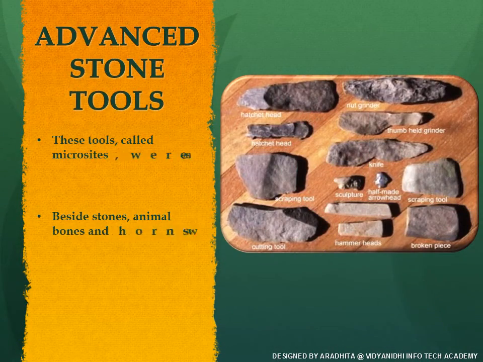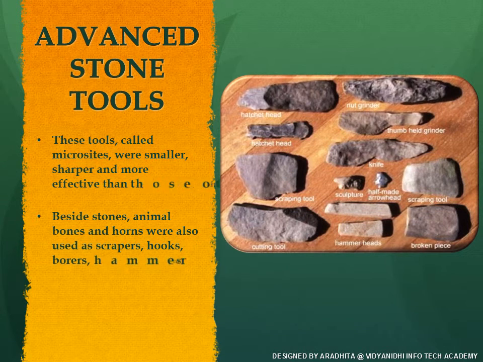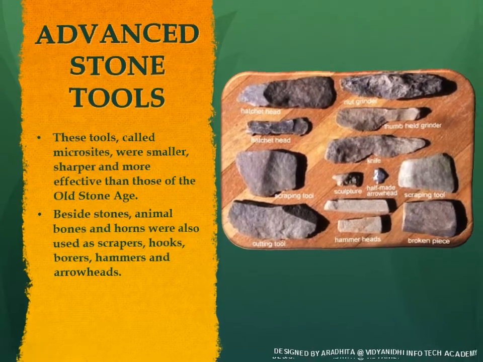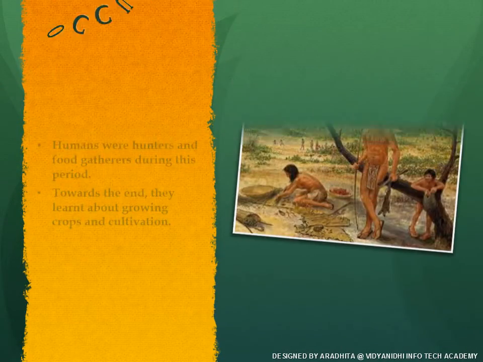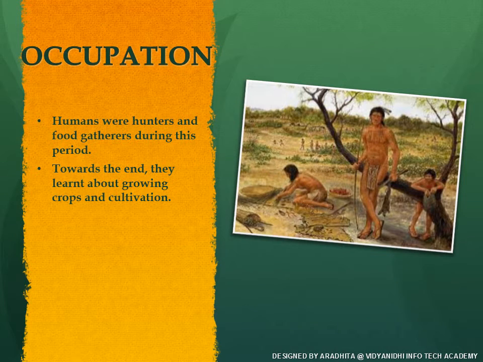Advanced stone tools. These tools, called microliths, were smaller, sharper, and more effective than those of the Old Stone Age. Besides stones, animal bones and horns were also used as scrapers, hooks, borers, hammers, and arrowheads. Occupation. Humans were hunters and food gatherers during this period. Towards the end, they learnt about growing crops and cultivation.